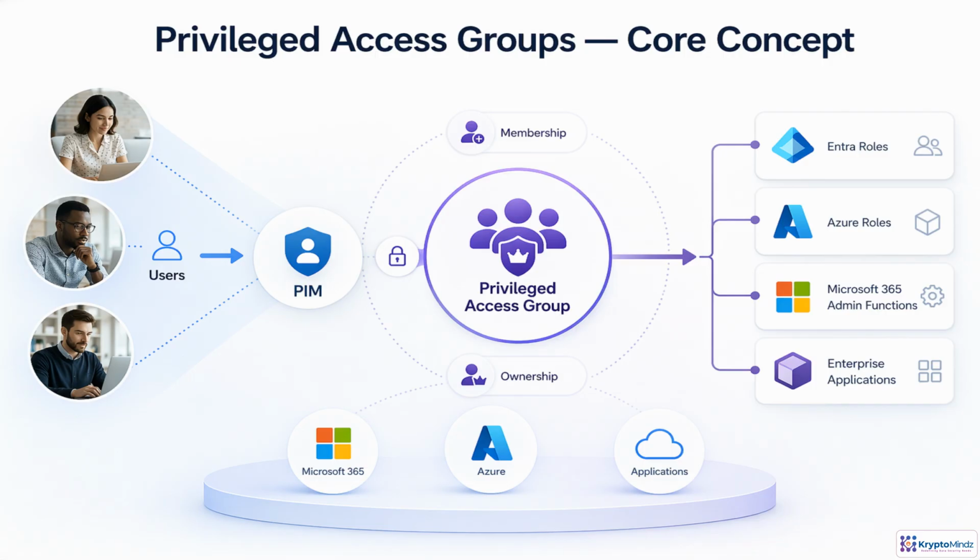Privileged access groups let you govern privilege through group membership instead of assigning high-impact roles directly to each user. A user can be eligible for membership, activate when needed, and receive access only for the approved time window. The same idea applies to group ownership, so management of the group can also be controlled through PIM. Once active, that group can unlock Entra roles, Azure roles, Microsoft 365 admin functions, or application access. This is especially useful when teams need controlled, auditable, just-in-time access across multiple services.